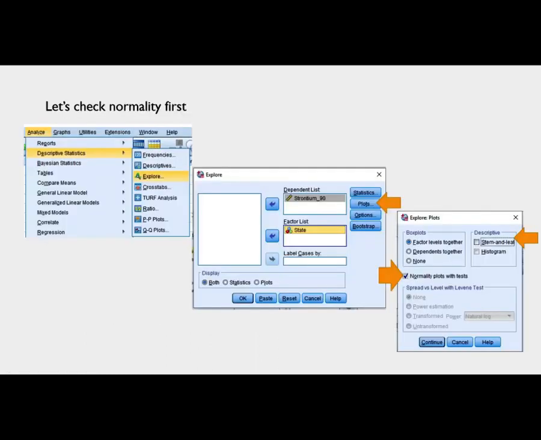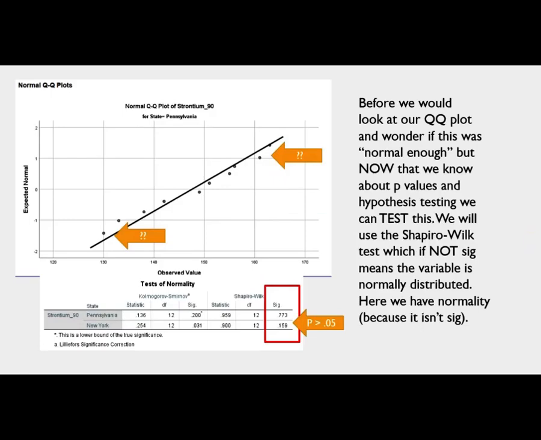Okay, to check normality, you're going to go to Analyze, Descriptive Statistics, come down to Explore, and now we're going to move our dependent variable over here, and our factor, our independent variable, over here. We're going to collect plots. We're going to uncheck stem and leaf and check normality plots with tests.